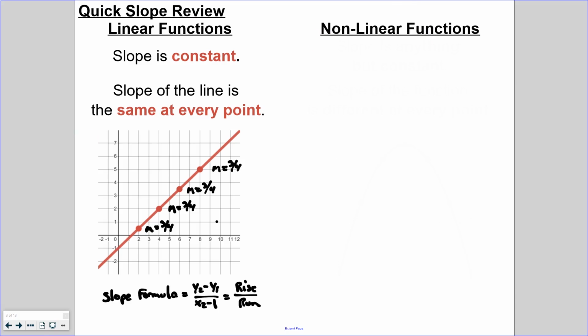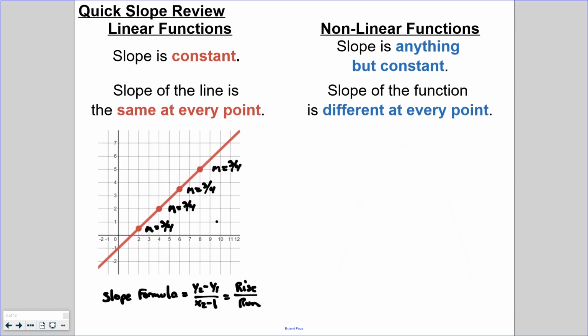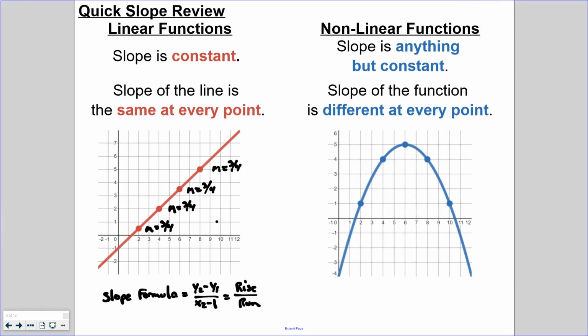However, in this class, we are now going to be moving into finding the slope of non-linear functions such as quadratics or rationals or exponential, sine functions, all of the above, anything that's not a linear function. We are going to talk about finding the slope of it. But the problem with the slope of these nonlinear functions is that the slope is anything but constant, meaning that the slope of the function is going to be different at every single point. So if we look at a nonlinear function, we're given 5 points here. And if we were to calculate the slope at every one of these 5 points, we would see that the slope at all these points is going to be different.